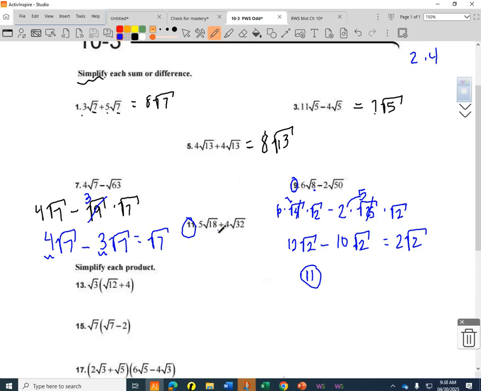2 times 9 is 18. You know, take 18 divided by 2. 9. So 9 times 2. Is 9 a perfect square? Yes. So that's what we're going to do. So it's going to be 5 here times the square root of 9 times the square root of 2 plus 4. What's a perfect square factor of 32, Jeremiah?